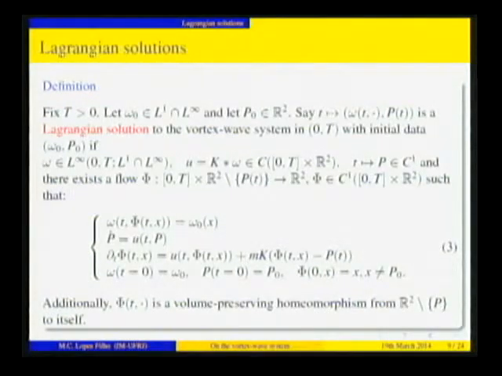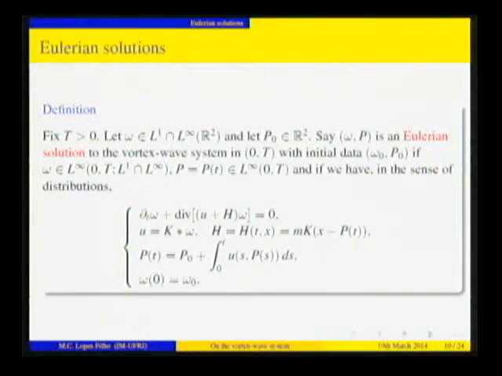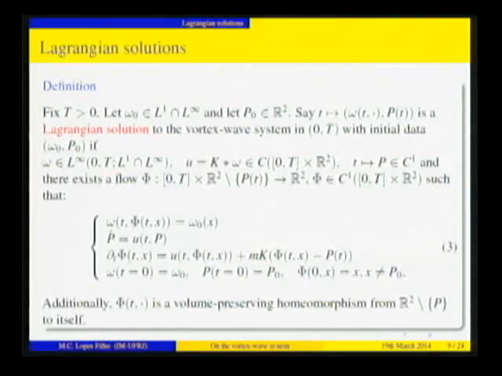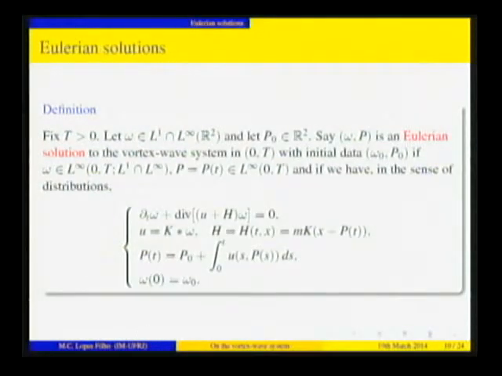This is, in any reasonable sense, a classical solution to the problem. Okay? And in addition to the existence of this flow map, you assume that it's a volume-preserving homeomorphism from R2 minus the point to itself. Okay? So with all that, this is what a Lagrangian solution means for the vortex wave system. And an Eulerian solution, again, this Eleonora had already put out, is just a distributional solution of the vorticity equation together with a mild solution of the ODE. Okay? And there is a fairly substantial difference between this and that if the vorticity is fairly weak.